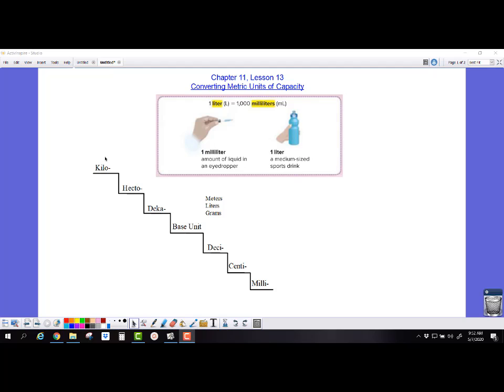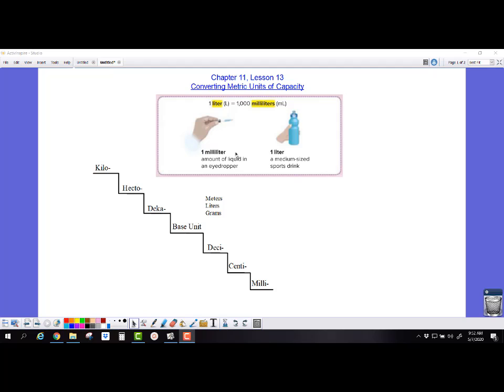Now, while in the metric system prefixes are all the same no matter what you're measuring, meters, liters, grams, that would be length, mass, or capacity, certain ones get used more often than others. So for instance, with liters, you are likely to encounter probably only milliliters and liters. Technically, a kiloliter exists, and so does a centiliter, but really, milliliters and liters are the only kind that you're going to see. A milliliter is about the amount that would fit in an eyedropper.